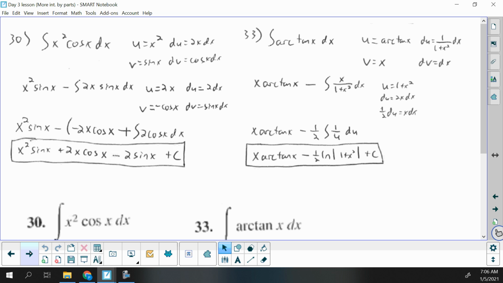Number 30, you had to do repeated integration by parts. You ended up with 2 integration by parts you had to do. And in 33, you did an integration by parts. Your dv was just the dx, that was our only leftover stuff. And then that second integral, we had to do a u substitution.